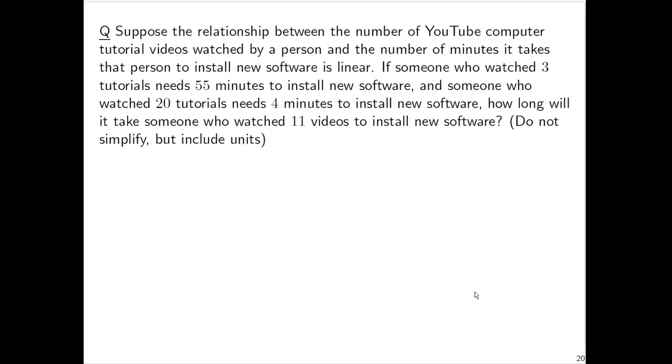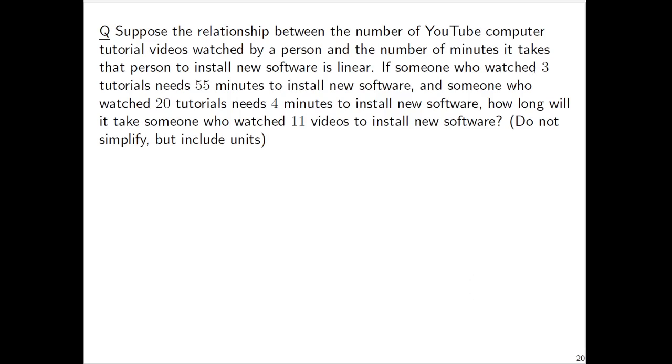Let's do another example. Suppose that the relationship between the number of YouTube computer tutorial videos watched by a person and the number of minutes it takes them to install new software is linear. So if somebody who watched only three tutorials needs a hefty 55 minutes to install new software, and somebody who watched many videos, 20 tutorial videos, needs only 4 minutes to install new software, so that makes sense. The more videos you watch, you don't need as much time. Then how long would it take somebody who watched 11 videos to install new software? Again, we're making this assumption that this relationship is linear.